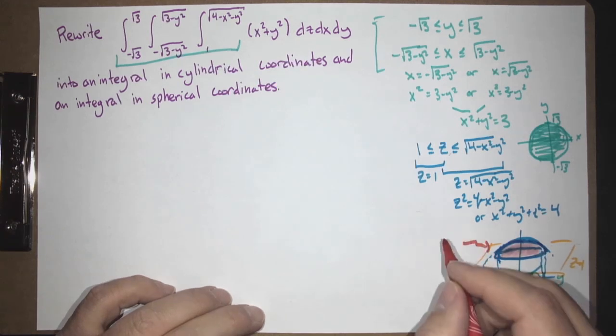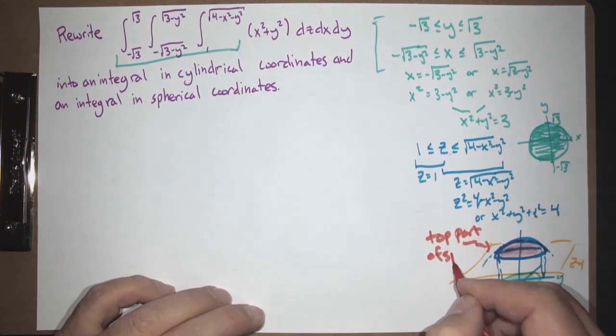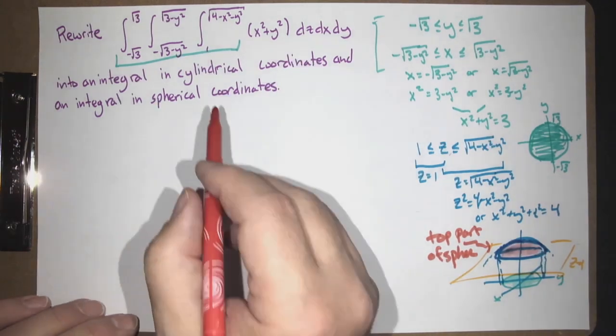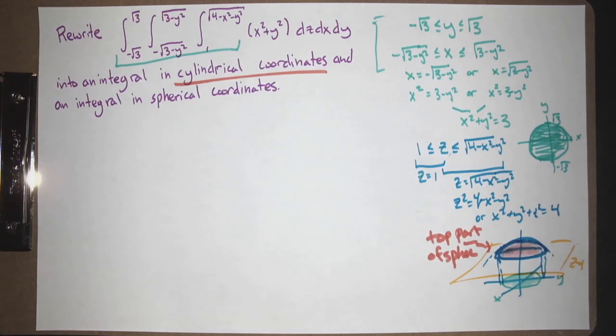So, top part of sphere. Well, let's start with cylindrical coordinates. Might as well do that. And we've got to get our bounds.